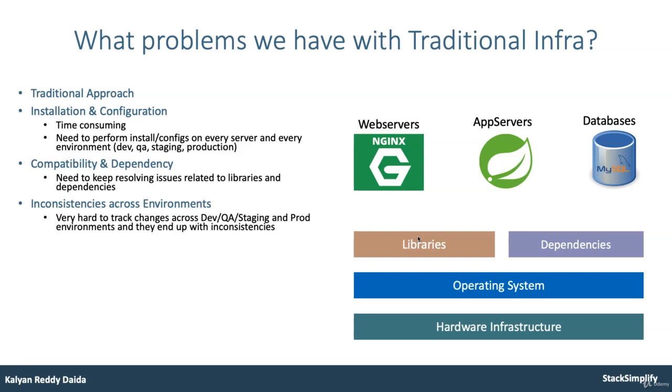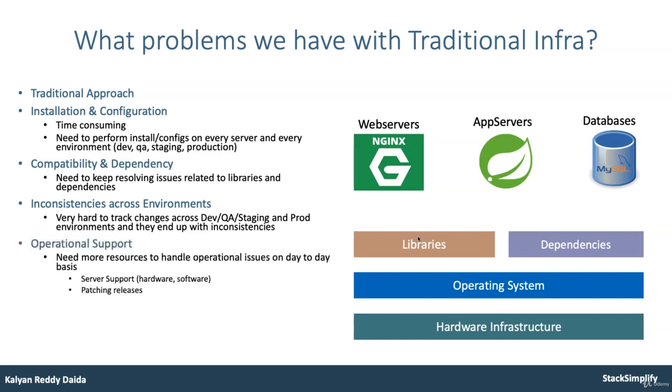And then inconsistencies across environments. If you have 5 dev environments, 5 QA environments, 5 staging environments, and 2 production environments, it is very hard to track changes across them, and they end up with multiple inconsistencies. But in Docker, if you package it once and use it across all the environments, there is no chance of missing things or having inconsistencies in our Docker images.